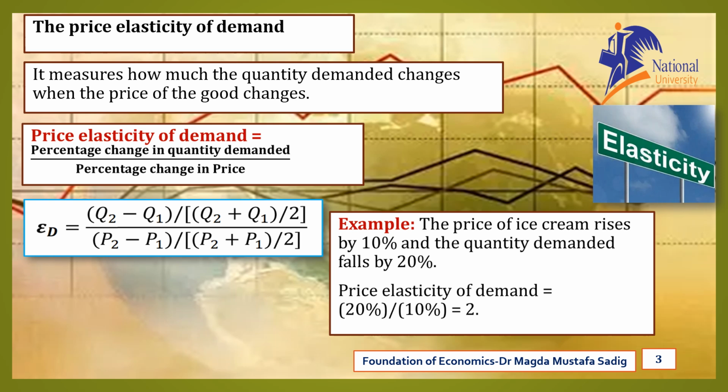So the change is 100 minus 80 equal 20 glasses. But we want the percentage change. So we have to divide 20 by 100 and then multiply by 100. The first 100 is the number of glasses, the old quantity. And the second 100 is to find the percentage, which is equal to 20%.